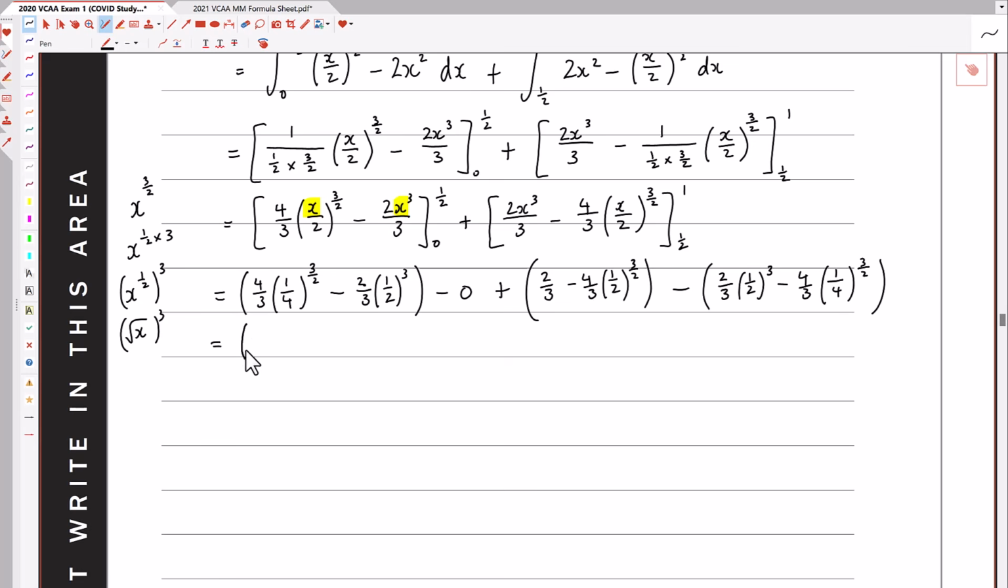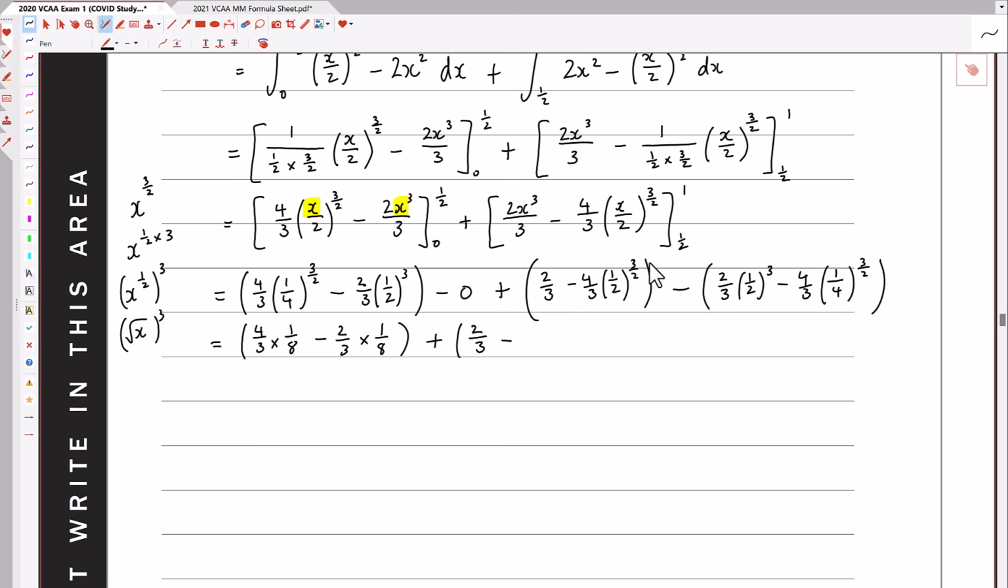So this is going to be 4 thirds times an eighth, minus, this is 2 thirds times an eighth as well, because a half cubed is 1/8. Minus 0, so we'll ignore that. Plus, in here we've got 2/3 minus, now this is the same, oh no, this one's not very nice. So it's going to be square root and then cubed.